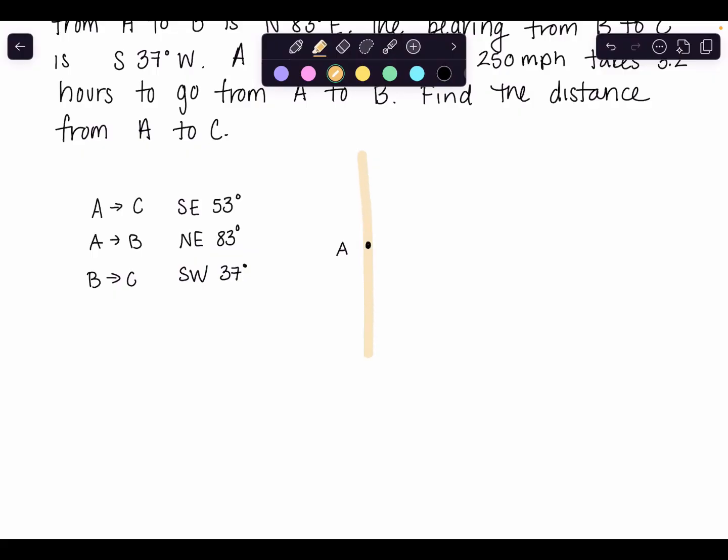So if here's our starting point at A, you can imagine that there is a straight line going through A. To get to point C, I'm going to head southeast at an angle of 53 degrees. So I go southeast 53 degrees. So that would be this angle here. So my point C is going to land somewhere around here. And this angle is going to be 53 degrees.